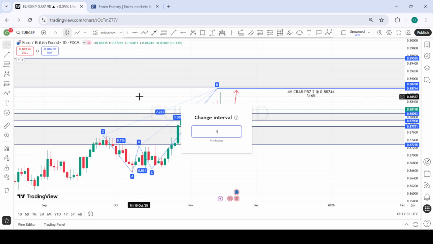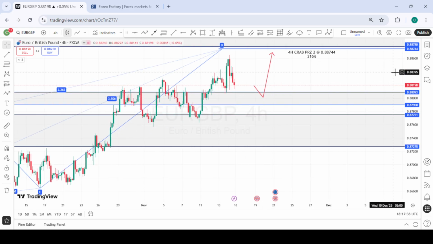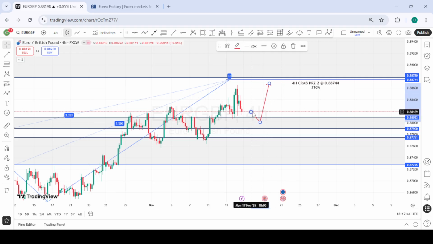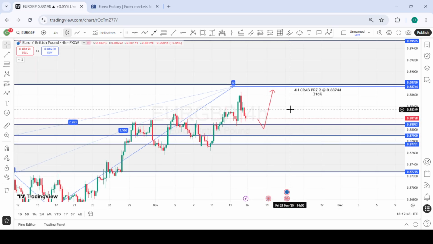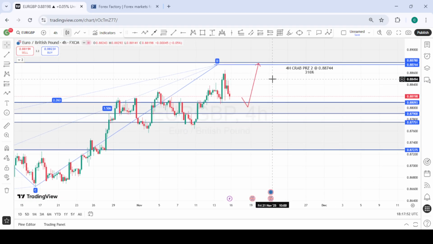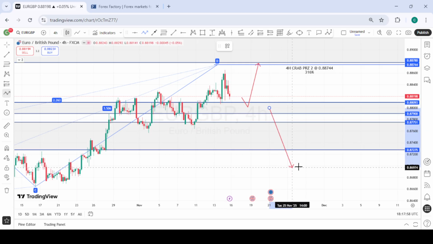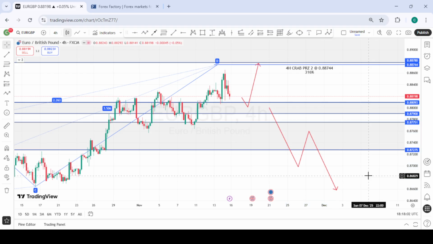So we are going to look forward to a possible pullback into this area of interest. Then we look out for buying confirmations to the upside. So we are very bullish on EURGBP. So let's be on the lookout for that. This can only be violated if price breaks and clears these structures and breaks this zone and then continues to the downside. Until then, we are still very bullish for EURGBP.